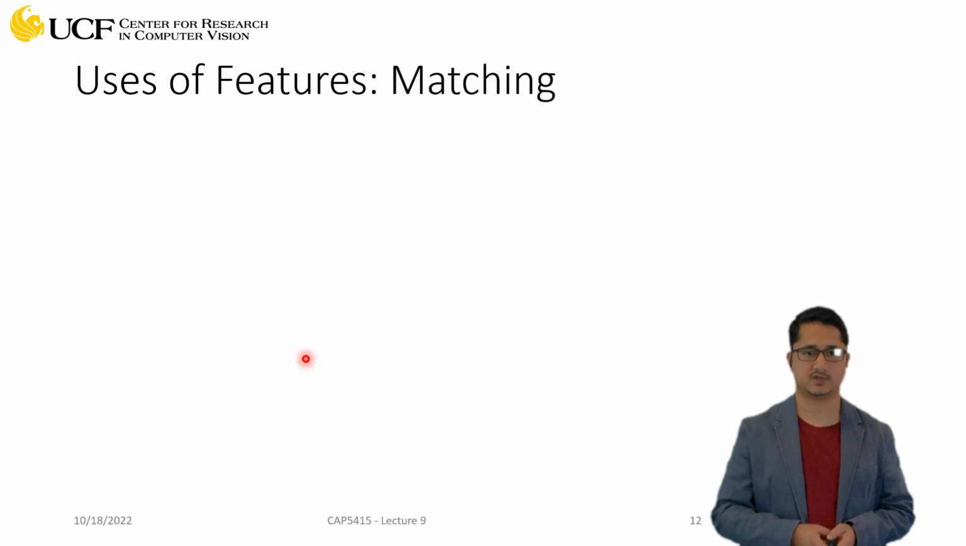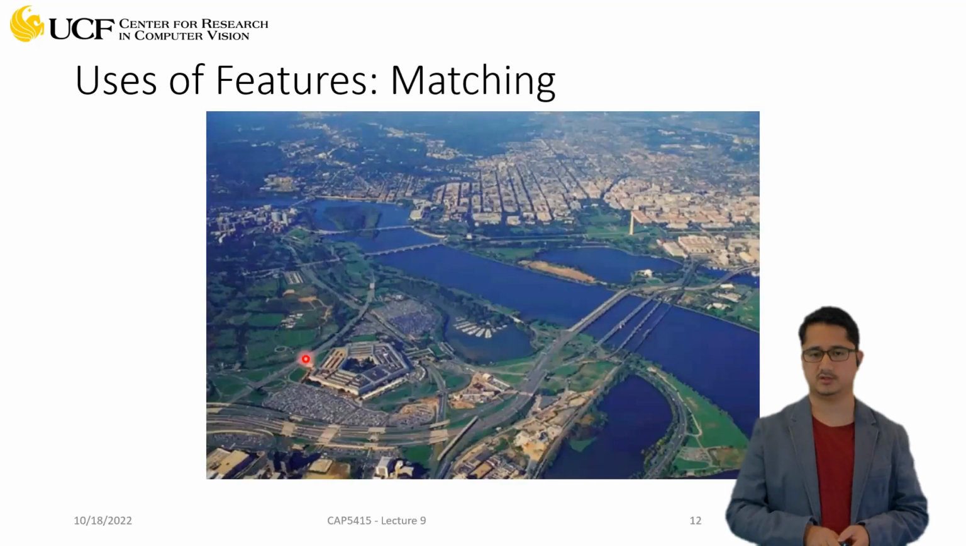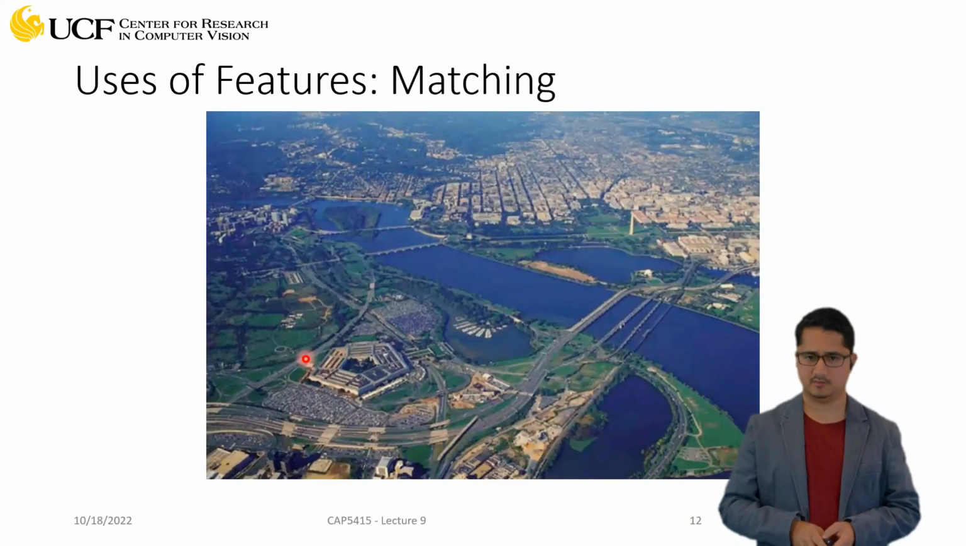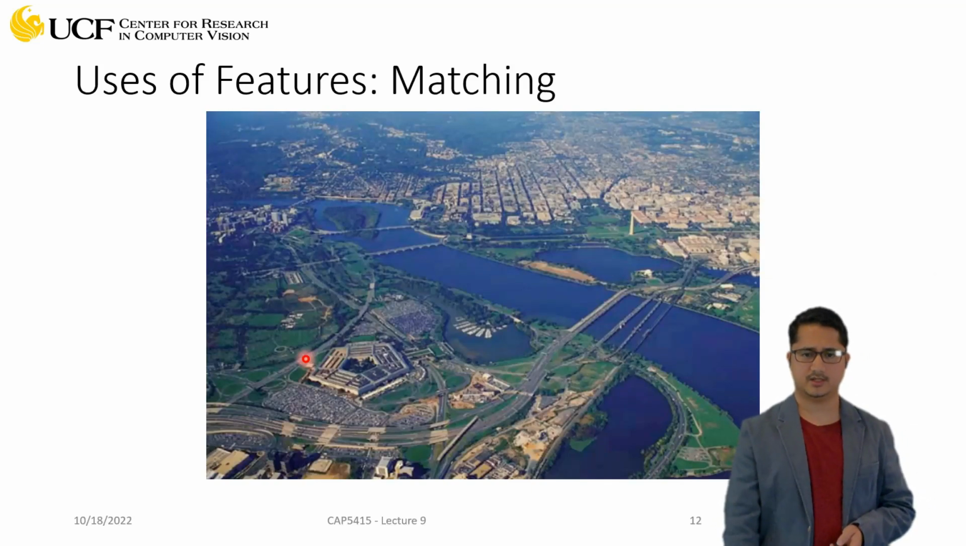So let's quickly go through some of the applications where we can utilize these features. If I give you this image, for you as a human, it's pretty easy. You can see it seems like a pentagon, and you have all these roads, you have bridges, you can identify the river, right?